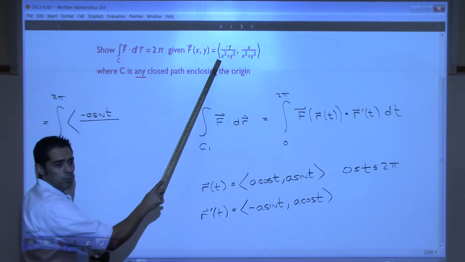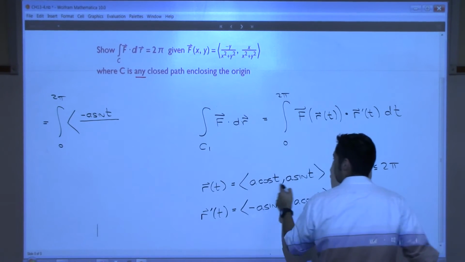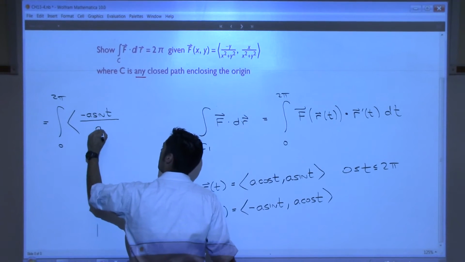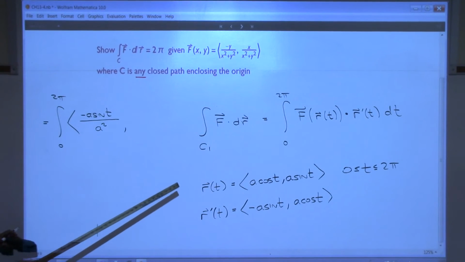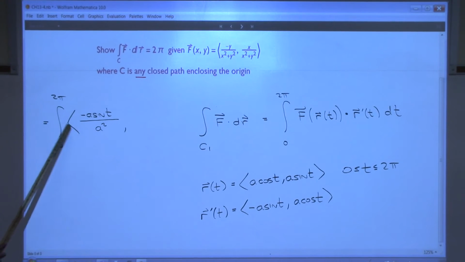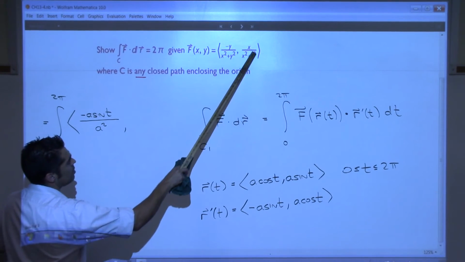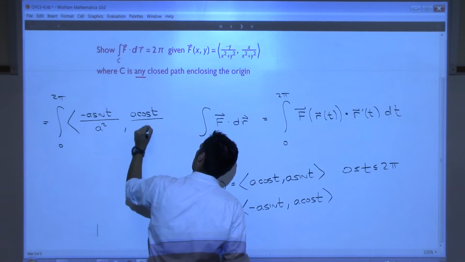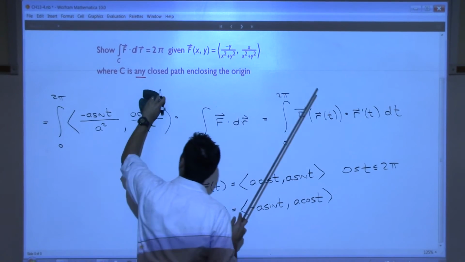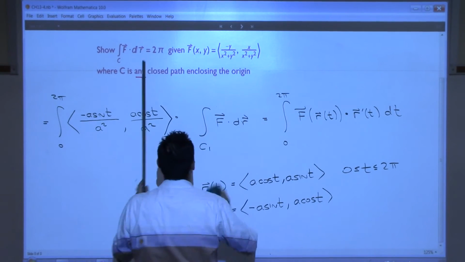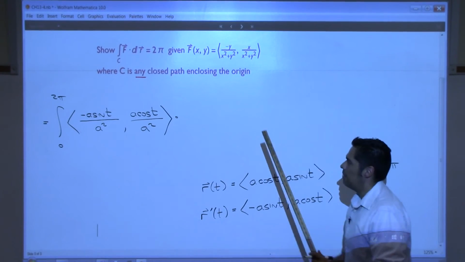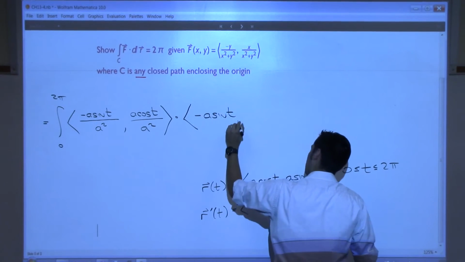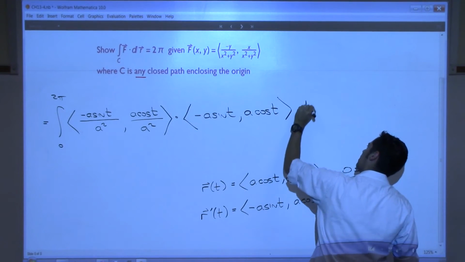Over, what's x squared plus y squared? If you take these two, square them, and add them together, you'll get a squared after you use the Pythagorean identity. So you're just going to get that over a squared. Now the x over x, so a cosine t over a squared again. And then I'm going to dot that with the derivative, which is negative a sine t, and then a cosine t, and then dt.